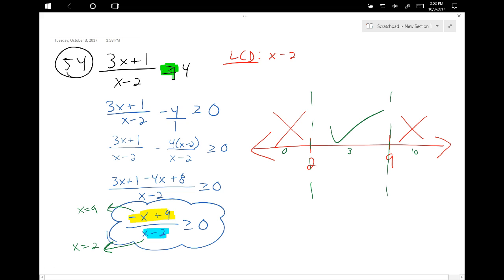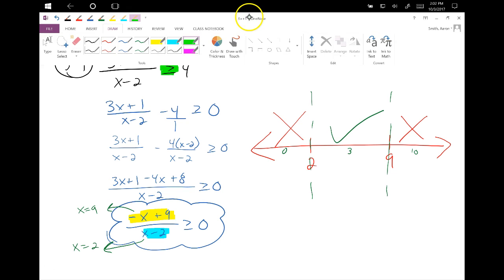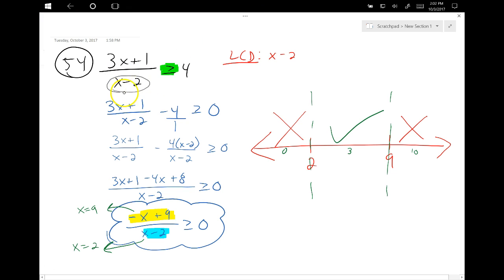But remember, with rational inequalities, when you have x's in your denominator, you need to look at your domain. So looking at my original, plugging in 2 would make me divide by 0, so I actually can't include 2 as part of my answer. It needs to have a parentheses. So if there's something that's not in your domain, you need to remember to take that out of your answer by putting parentheses around it.